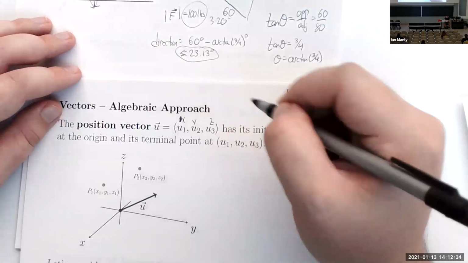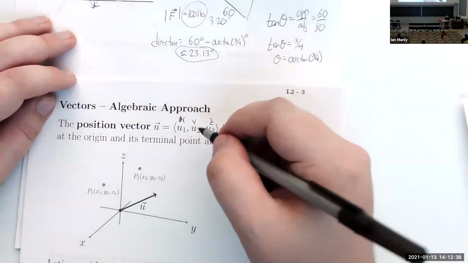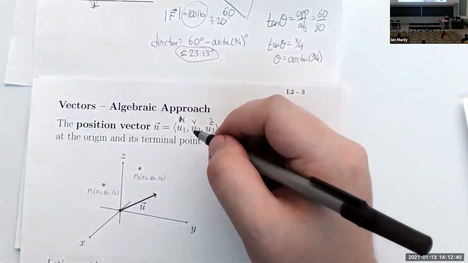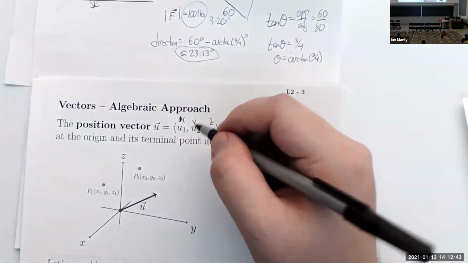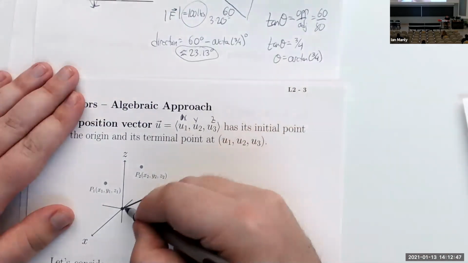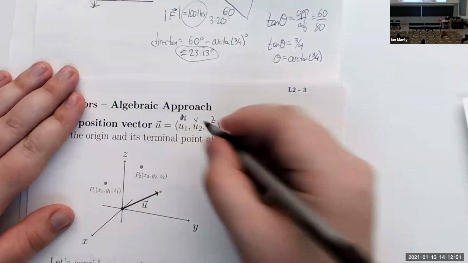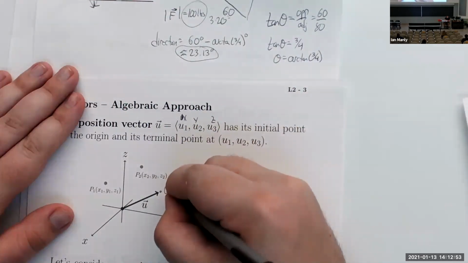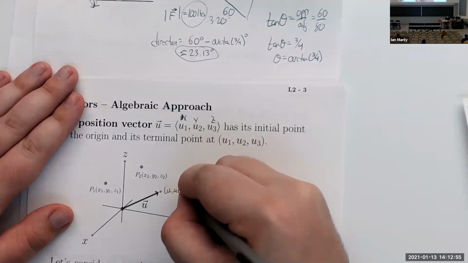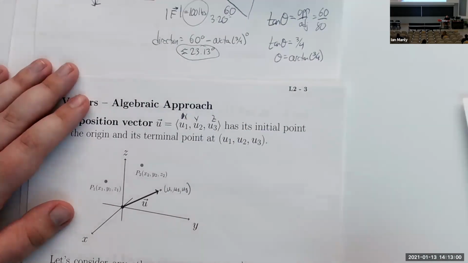Yeah, the position vector tells you how to get from the origin all the way to whatever this point is right here. So if I were to follow from the origin out with this u vector, I would arrive at this point, u1, u2, u3. So effectively, a vector is telling you the directions to get from the origin to a specific point.